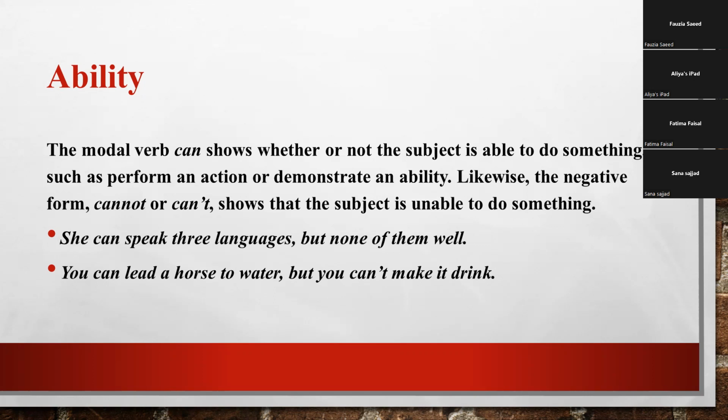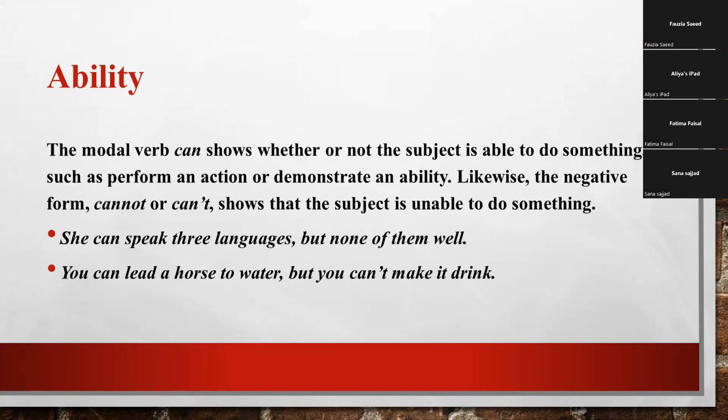I can speak English in a good manner, I can speak English effectively, I can speak Urdu and English in a more effective manner. You can lead a horse to water but you can't make it drink. You can lead a horse, you can lead this meeting, you can lead the group. Okay, I can swim. ठीक है, जो आप ability अपनी बता रहे हैं.